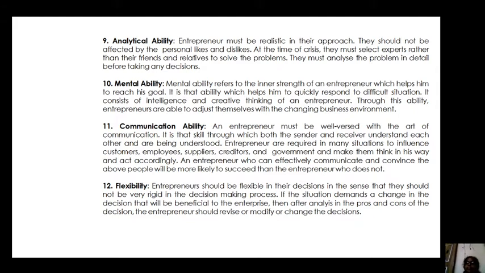They must analyze the problem in detail before taking any decision. Mental ability. Mental ability refers to the inner strength of an entrepreneur, which helps him to reach his goals.